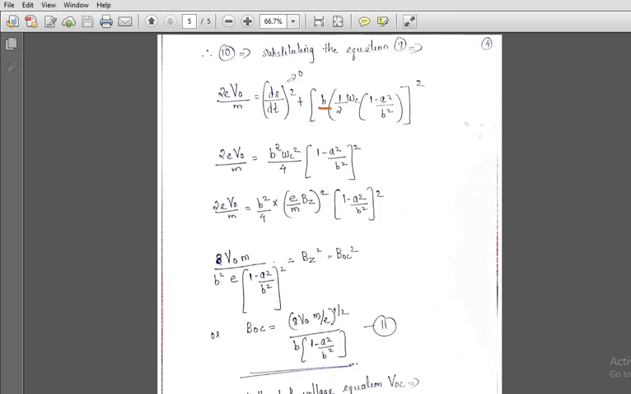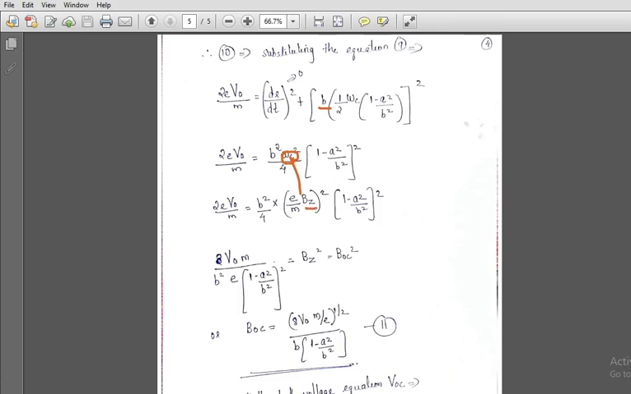So again, 2eV0 by m is equal to b square, applying the square, b square omega c square divided by 2 square is 4, times 1 minus a square by b square, the whole square. What is this omega c? Omega c is the cyclotron angular frequency, which is given by e by m into Bz. So replacing this, we get this term, and now we have to get the value for Bz alone.